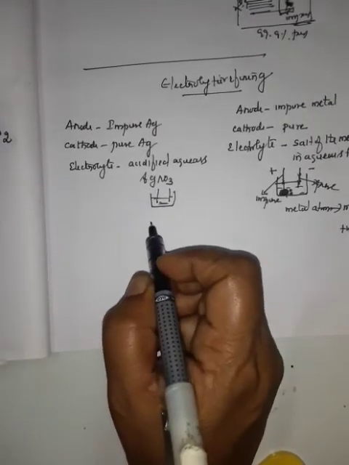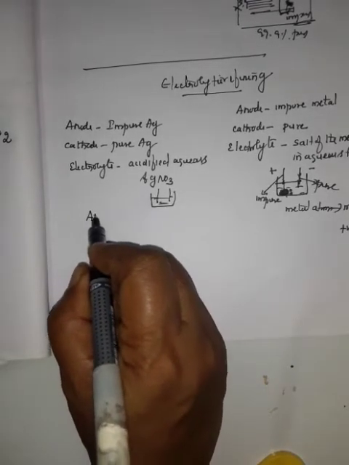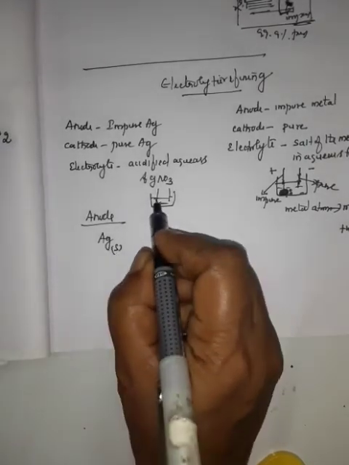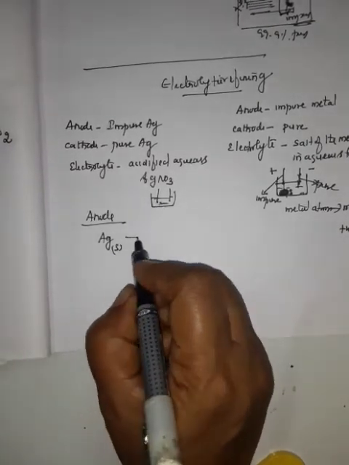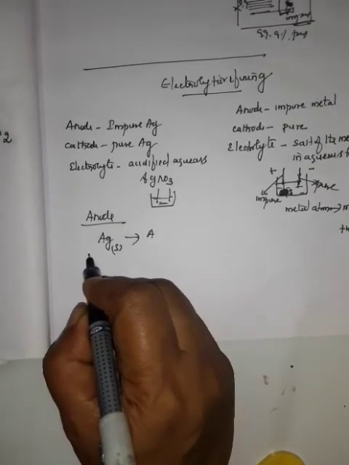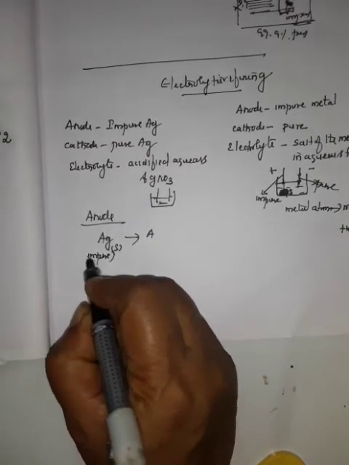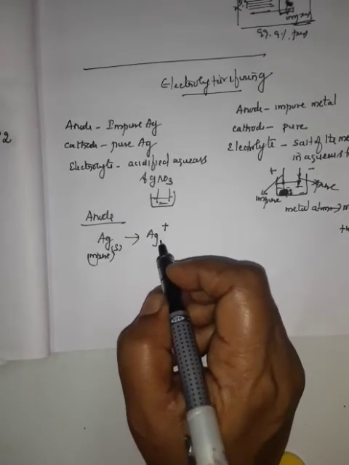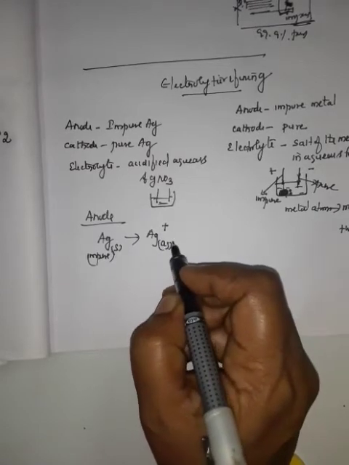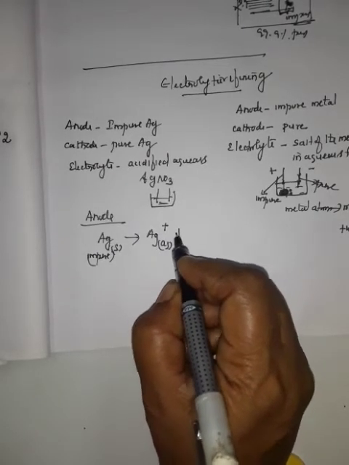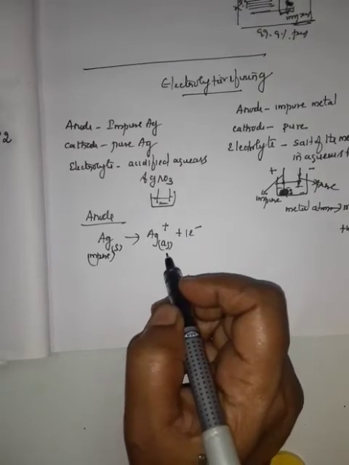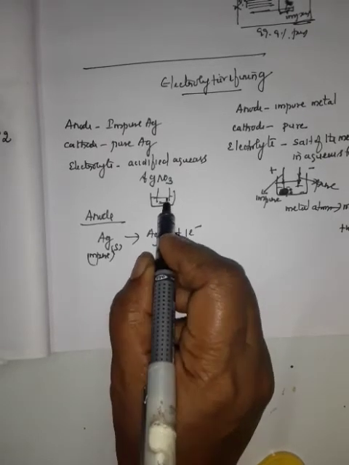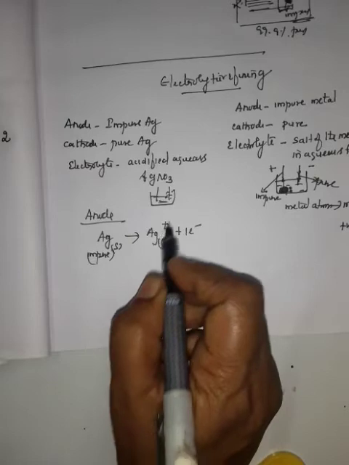When current is passed, what happens? At the anode, the silver atoms, which are in the solid state and impure, are converted into silver ions, aqueous monopositive ions, by losing one electron. After moving into the solution, the silver ions move to the cathode.